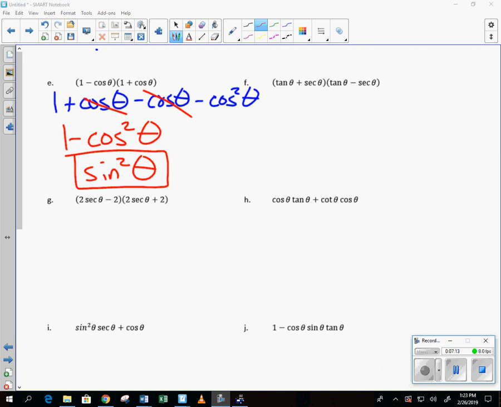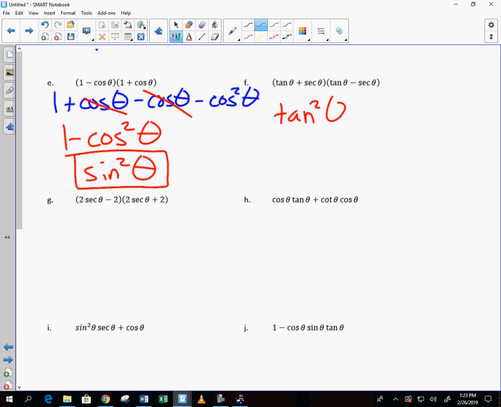All right. Here we go. Tangent plus secant times tangent minus secant. What are you going to get? Tangent squared of theta minus secant squared of theta. The middles are just going to go away, right?